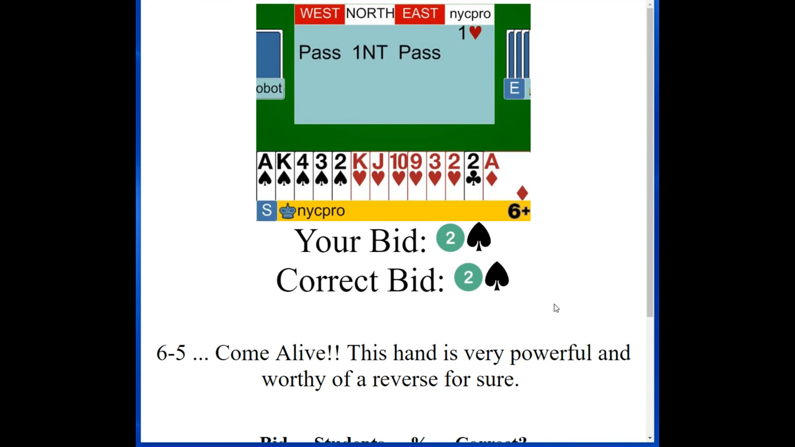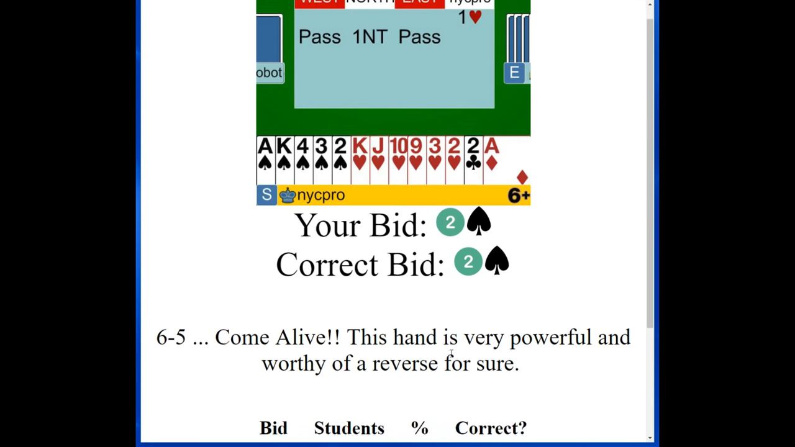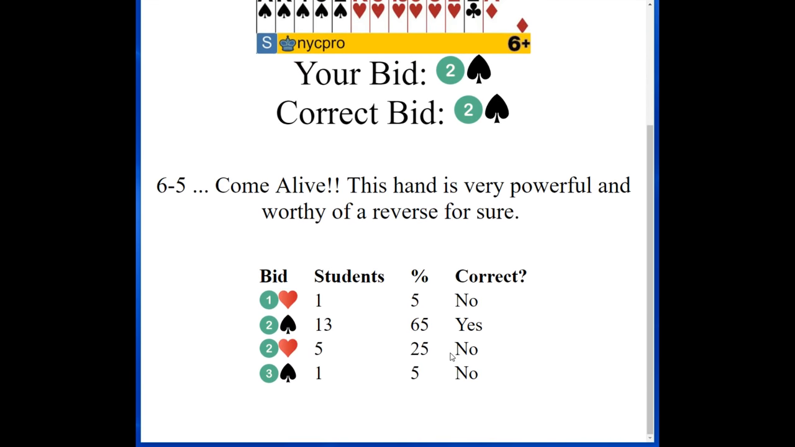In fact, it's really correct to reverse and show a strong hand, because if you find a fit, which is pretty likely, honestly, when you have this amount of cards in your two suits, you're going to have way more than just the 15 that you're looking at here. So 6-5, come alive, you bid two spades.